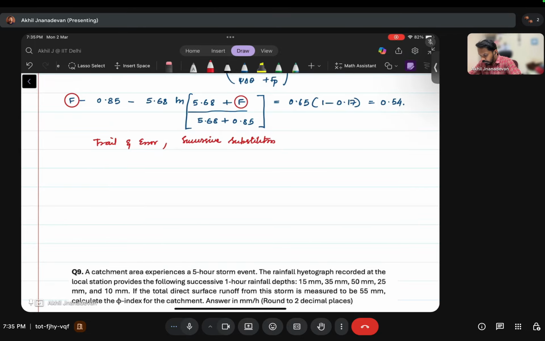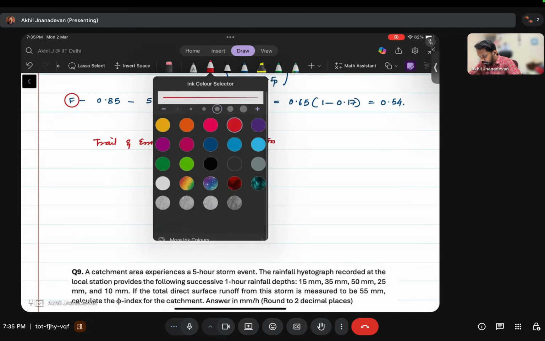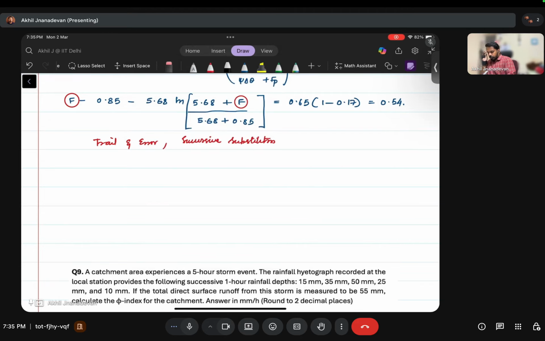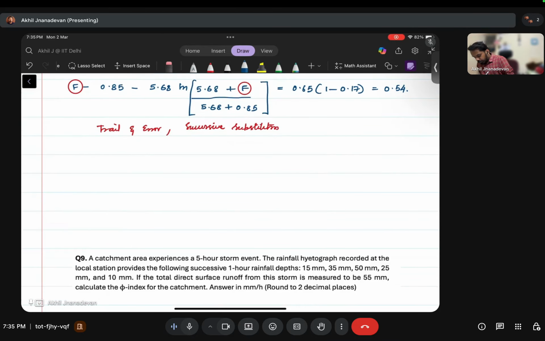So what I will show you is the flow, how we do that. First we make a trial, trial 1. We assume a value for k. That is, F is equal to the first assumption we can give as K into T. The K is nothing but 0.65, into T is 1 hour, right? That is 0.65. So we can substitute F equal to 0.65.